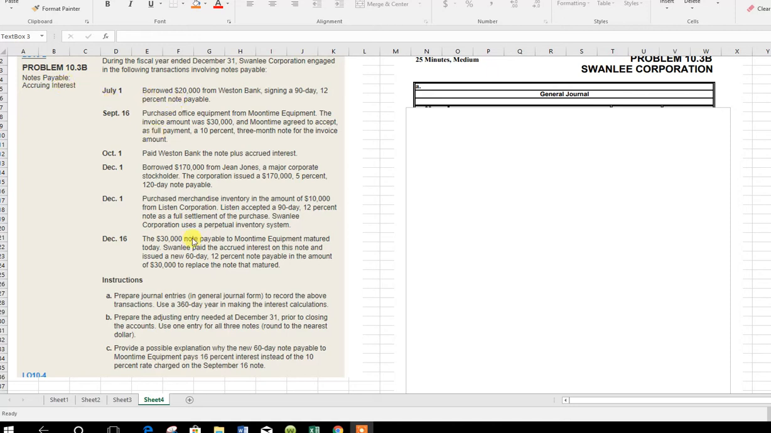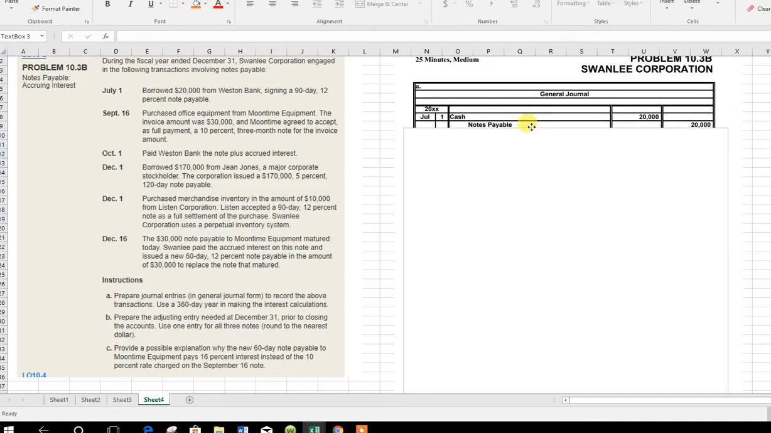So the first one, we're going to record the transactions, and then we'll talk about those later. I borrowed $20,000 from the bank, so what did I get? I got cash, and I got it by signing a notes payable. So I debit cash, credit notes payable. Notes payable is a liability.